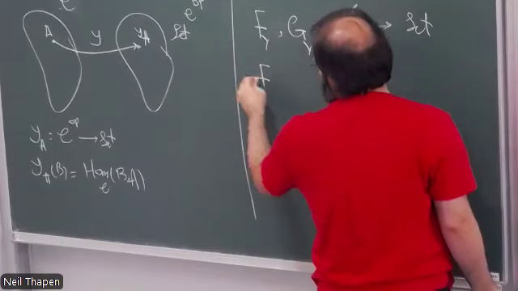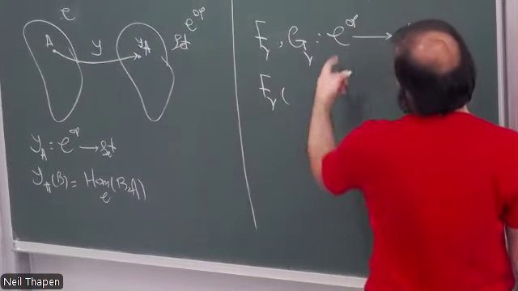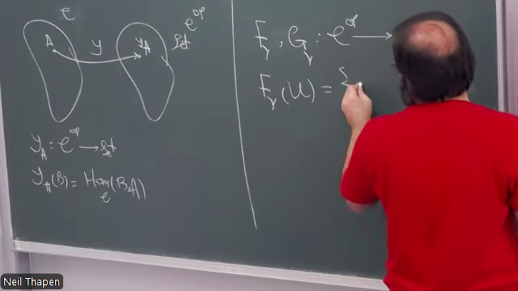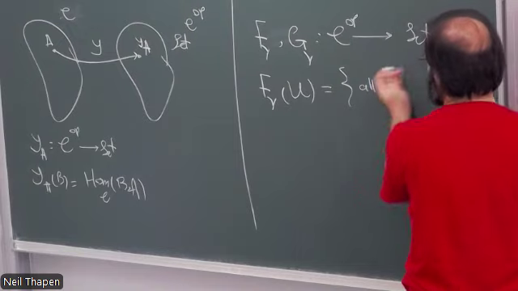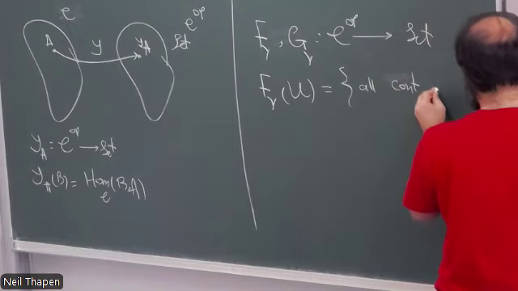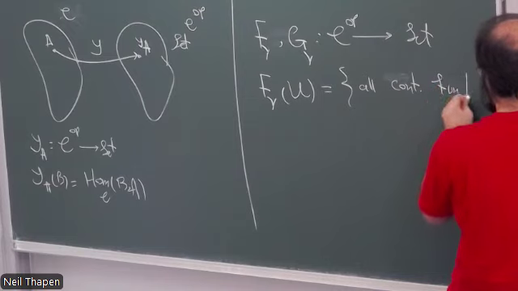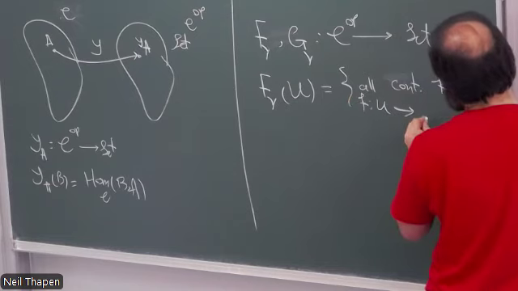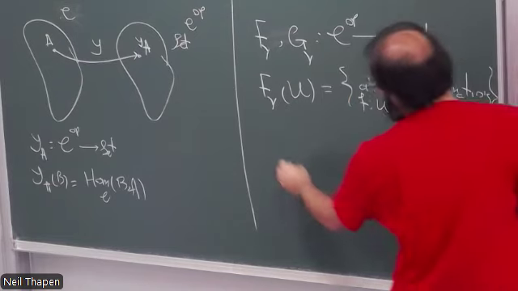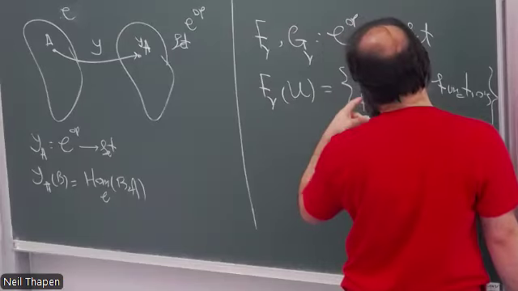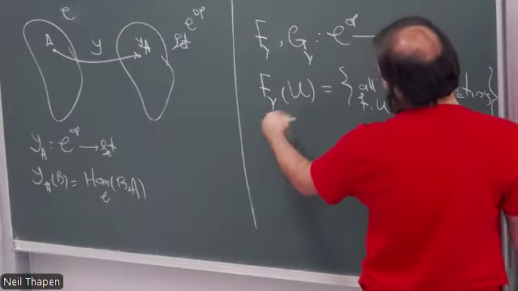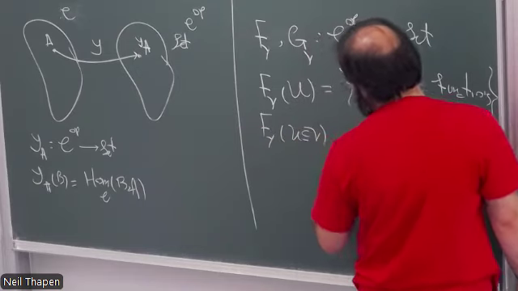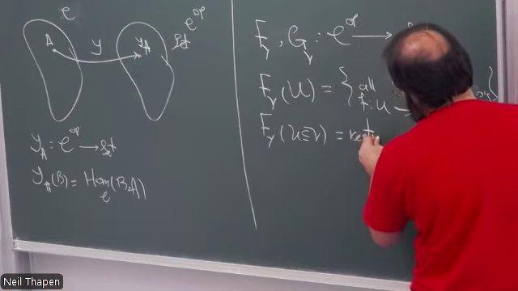And define Fy, so it should be a functor, right? Define it over U as what? As the set of all continuous functions from U to the fixed Y. And of course, because it's a functor, you also have to define it over, say, the inclusion U into V, right? And this is just as we had before, restriction.